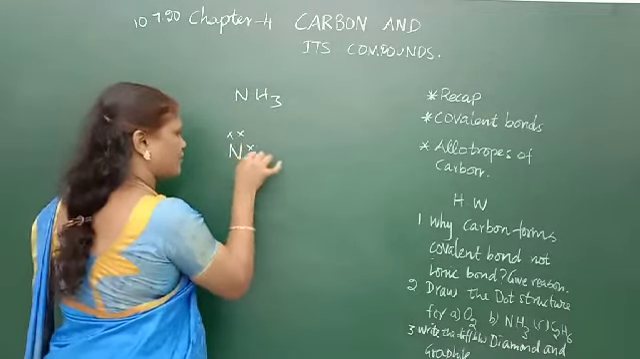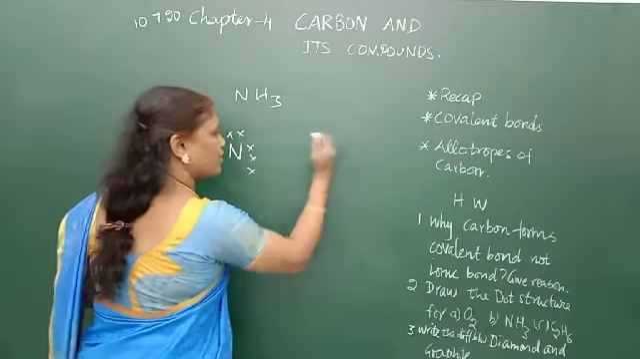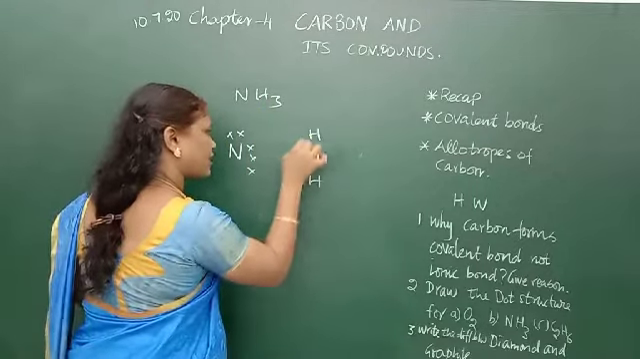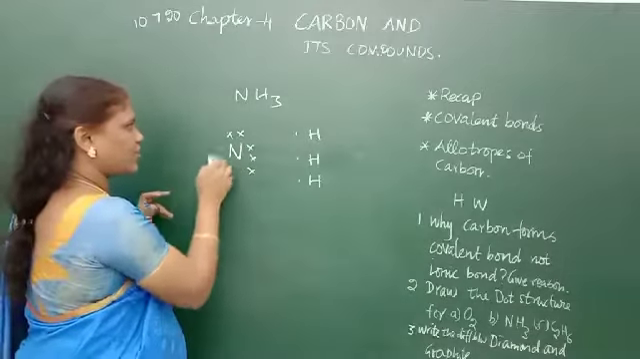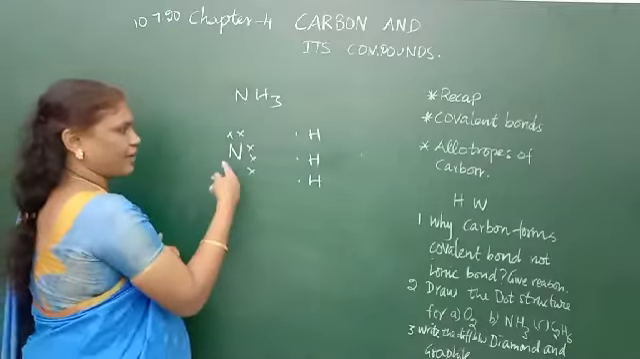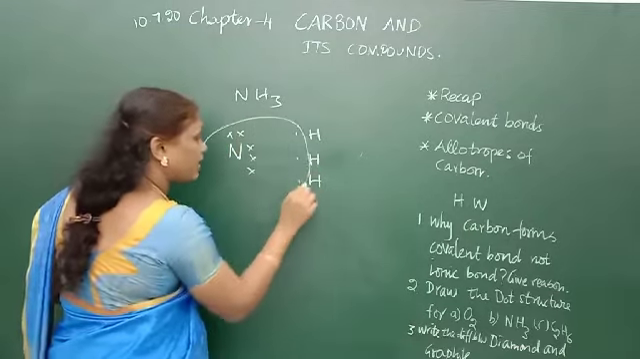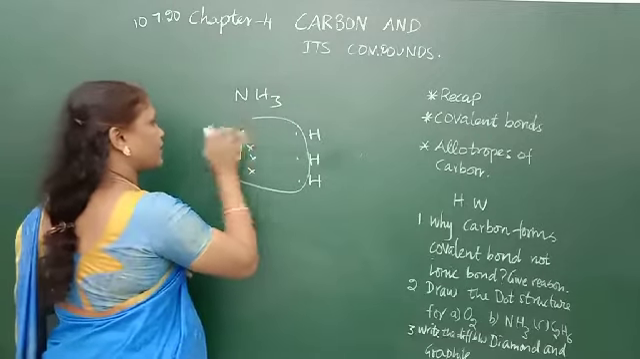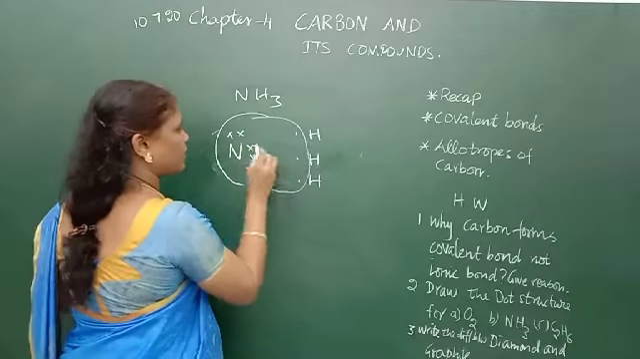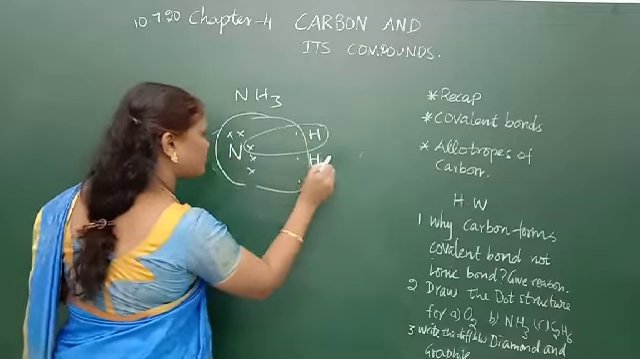Just now we have seen 5 electrons in the outermost shell. And hydrogen will have one, but here there are 3 hydrogens, so each of the 3 hydrogens will have one. So I have differentiated: this is the electron of nitrogen, this is the electron of hydrogen. Here it has 5, it needs 3, so it shares its electrons with 3 hydrogens and becomes 8. And similarly, if you see this hydrogen, it will share 1 from nitrogen.